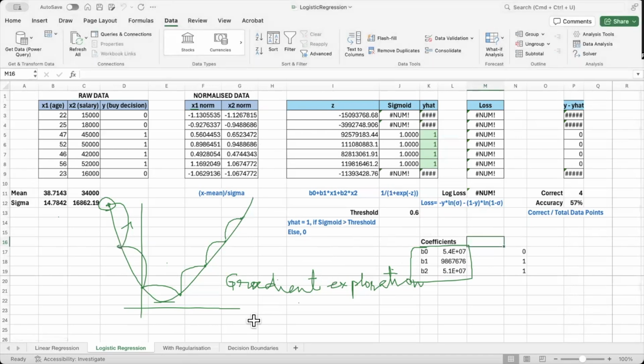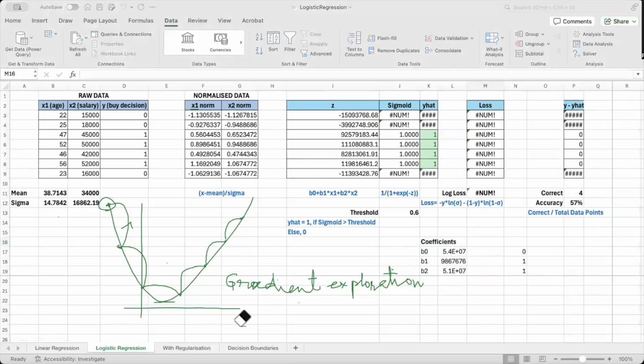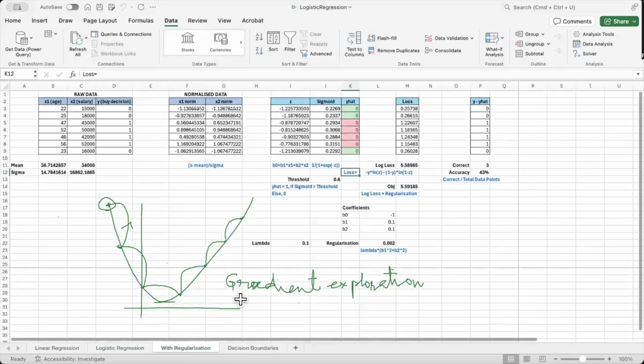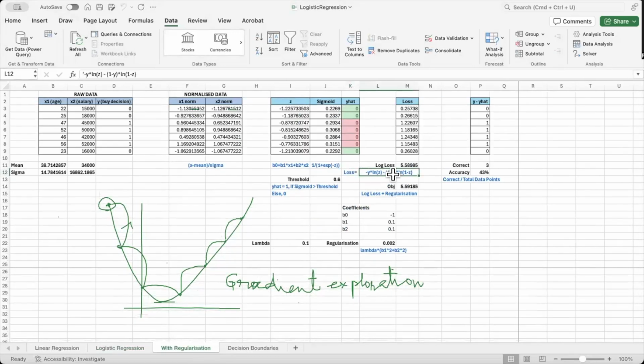So in regularization, let me clean this once again. Now we are in regularization. Let me just correct this formula. Here also there's a mistake. This has got to be sigma. This has got to be sigma. Okay. So I have the same data. I have exactly everything the same.